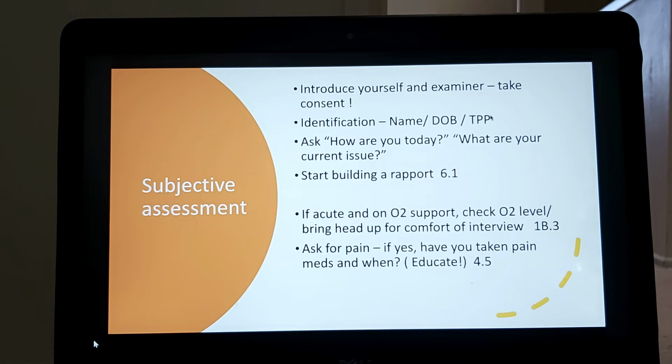Right. And right away, what's best is if you see that the person is very acute and already on oxygen, then immediately please check the oxygen level, because in a few exams they have set, in the file it will be written that it's 2 liters per minute or anything.